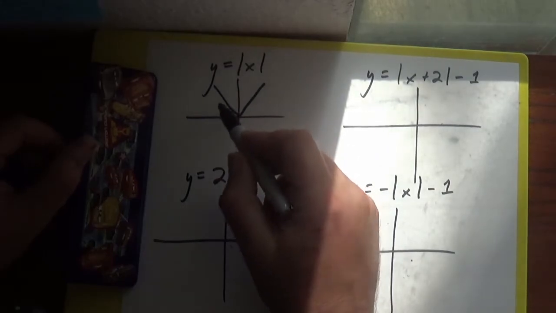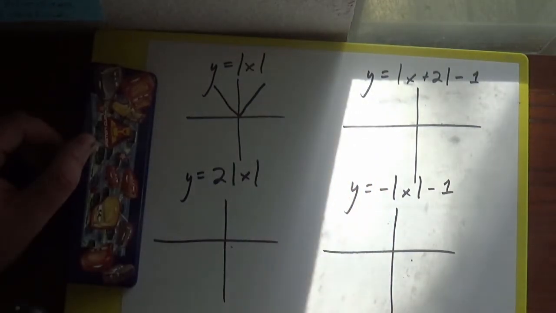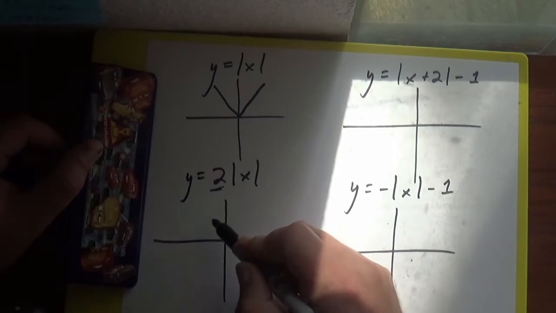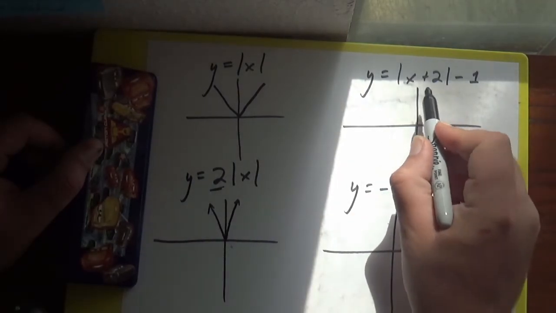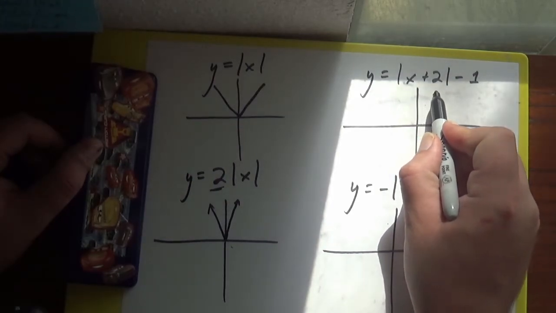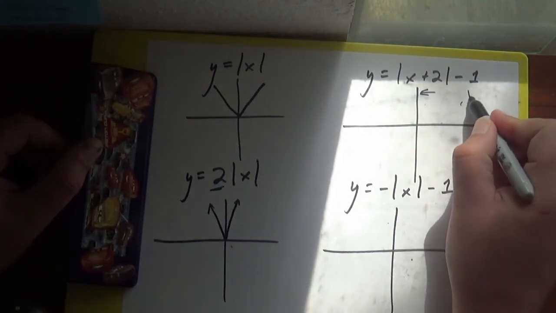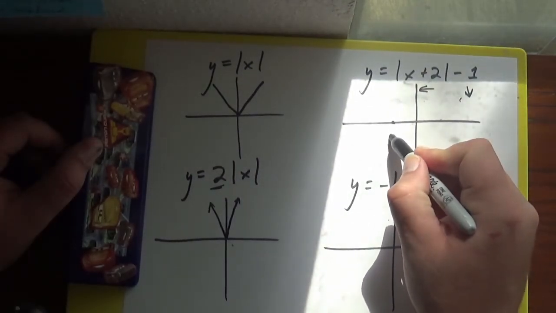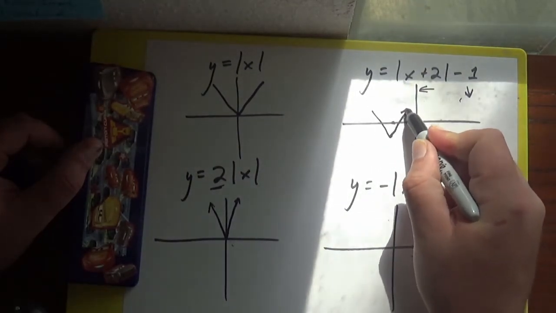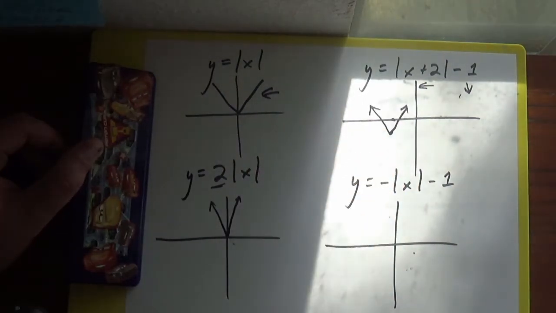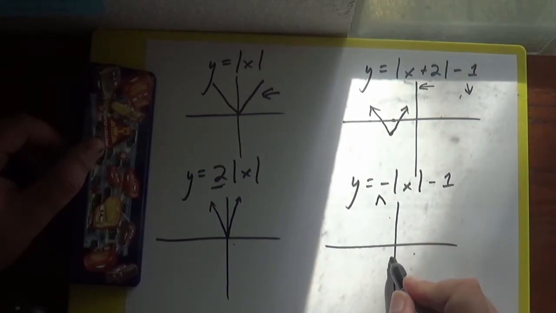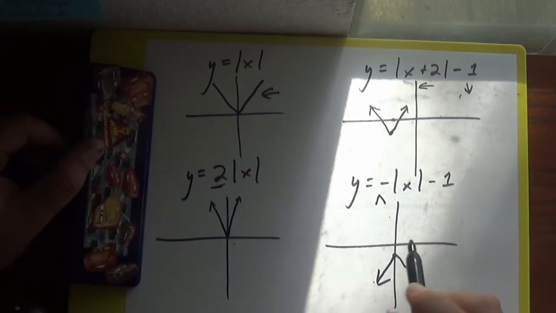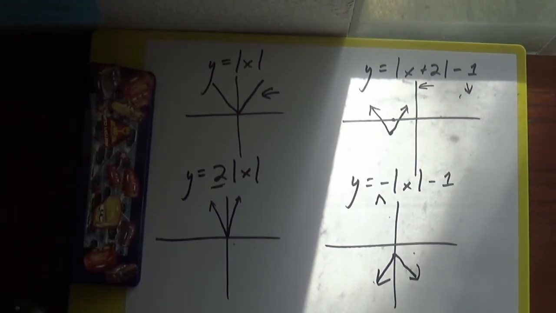Alright, absolute value is going to look like a V. This 2 means it's going to stretch it, so it's going to become skinnier looking. This means we're going to go to the left 2, and we're going to go down 1. So left 2, down 1, and then it's still a V. Just like this one. This negative means it's going to be pointing down, and this means we go down 1. So it'll be like that. Alright, there you go. Those are the basics for those functions.